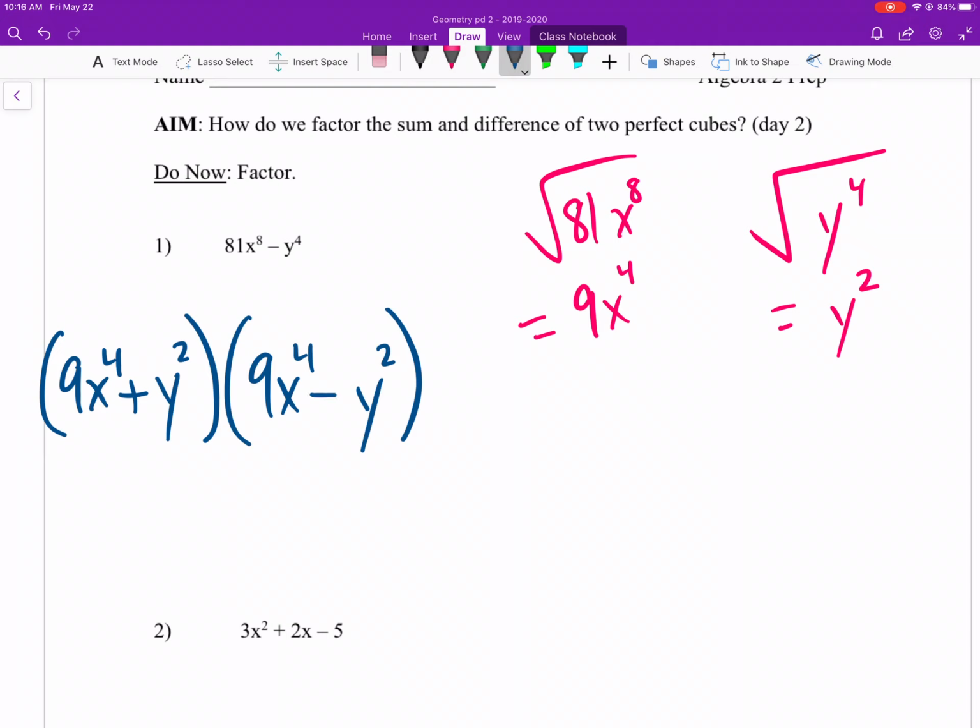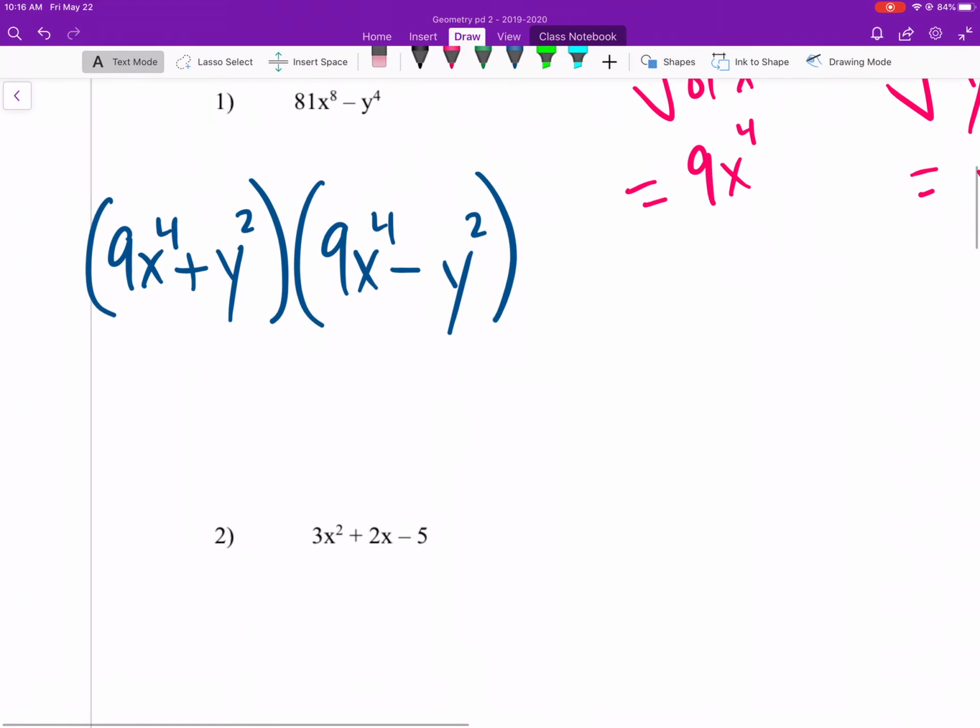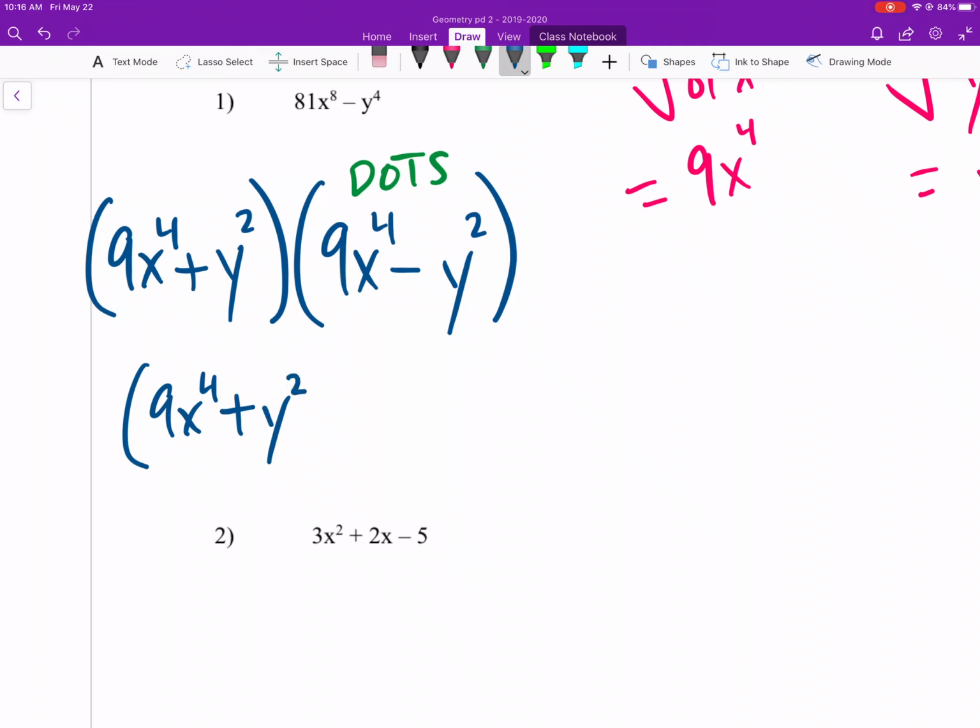Are we done? Actually, you got to be careful here. A little trick. There's another example of DOTS right here. That's two perfect squares again. 9x to the 4th, right? That's a perfect square. And y squared is also a perfect square. So keep that first set of parentheses, 9x to the 4th plus y squared. Remember, when it's two perfect squares, they have to be separated by subtraction in order for you to use DOTS.